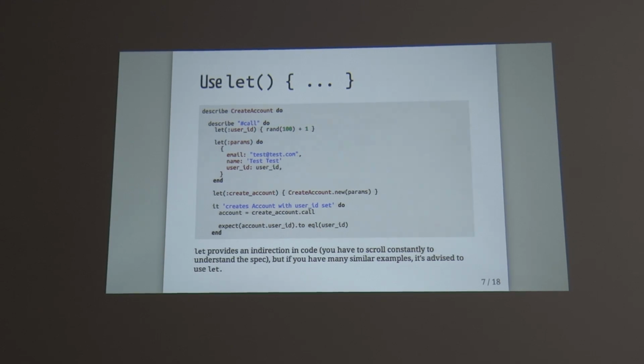So let create, this block of code, this proc, will be executed when there's a reference to create account in this spec. And this in turn will execute params, and this in turn will execute user ID, right? It's like create account, and here this will execute this params, user ID. So everything of that will be executed.